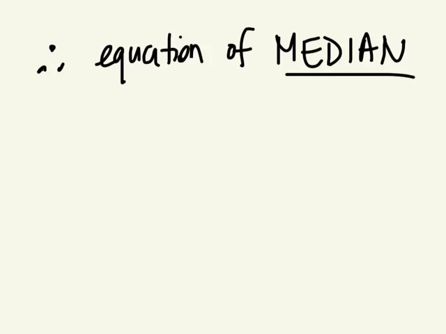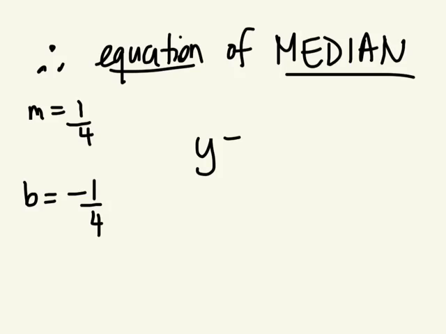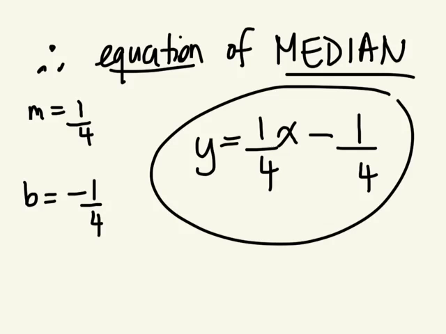Well, now that you know your m, which was 1 over 4, right? What was b? Negative 1 over 4. What's the equation of the median? What's the equation of that line in slope-intercept form? 1 over 4 x minus 1 over 4. That's the equation of the median. The median that went from vertex A to the midpoint of the opposite side.